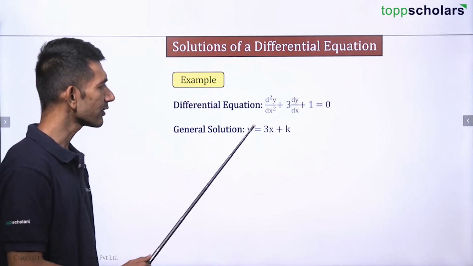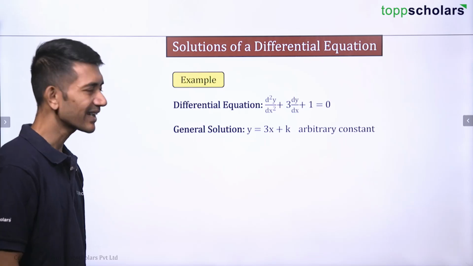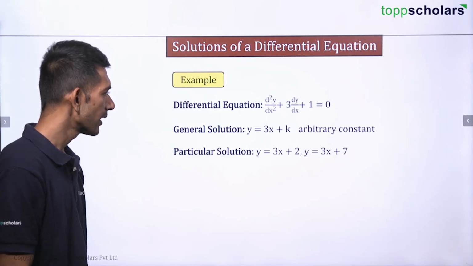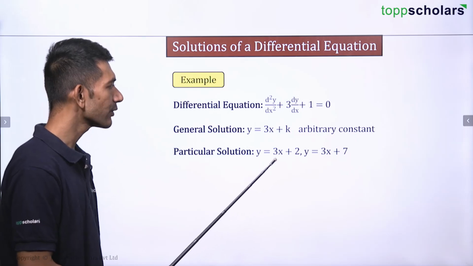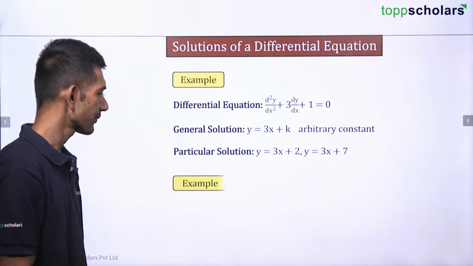So here, what is the general solution? y is equal to 3x plus k, where k is some arbitrary constant. And what is the particular solution? y is equal to 3x plus 2, and y is equal to 3x plus 7.